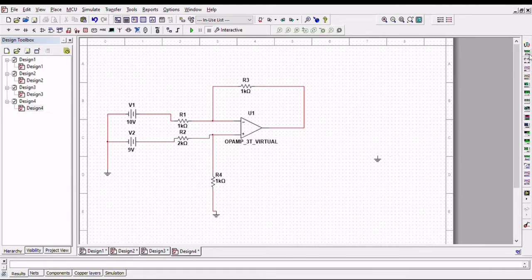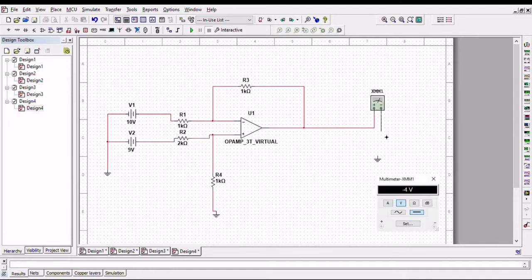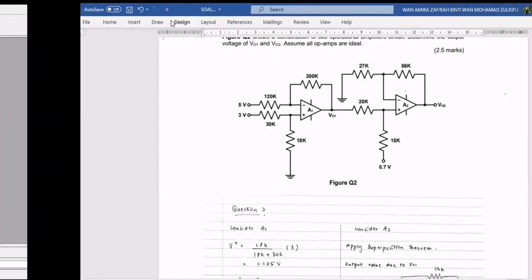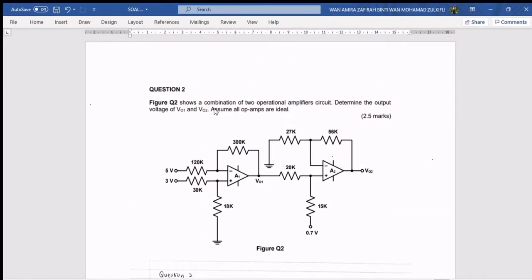Now to figure out whether the Vout is correct, similar to the calculation, we add this multimeter. The positive side connects to the output and the negative side connects to the ground. Now we run the simulation, and yes, the value of the simulation is similar to the calculation. Now let's take a look at question 2.